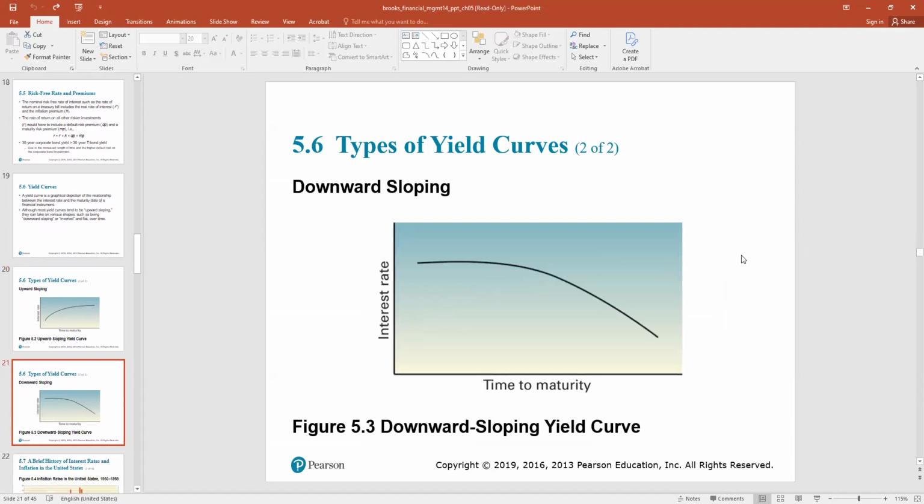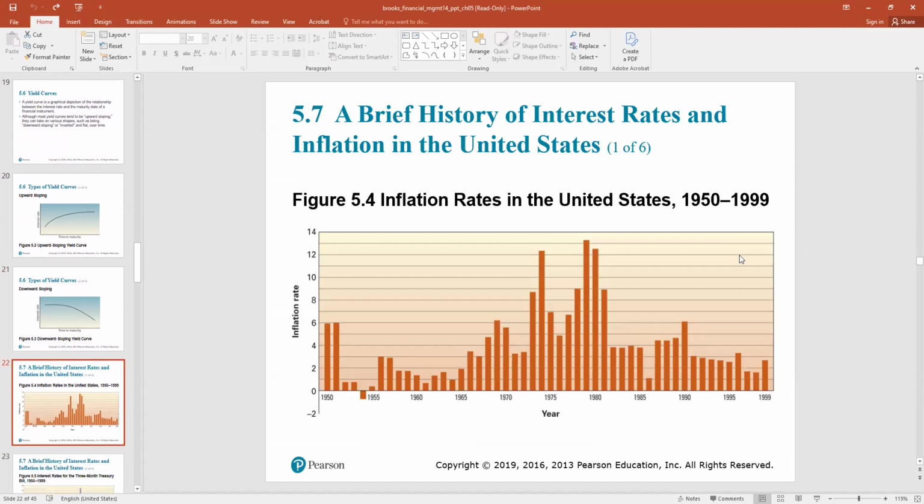And sometimes when there's a crisis, it's downward sloping. The banks are willing to pay less or charge less, and they're less willing to lend money to individuals and corporates.